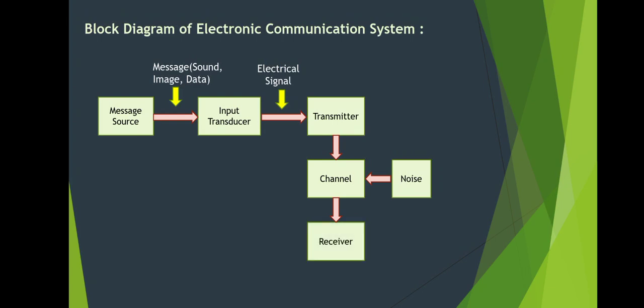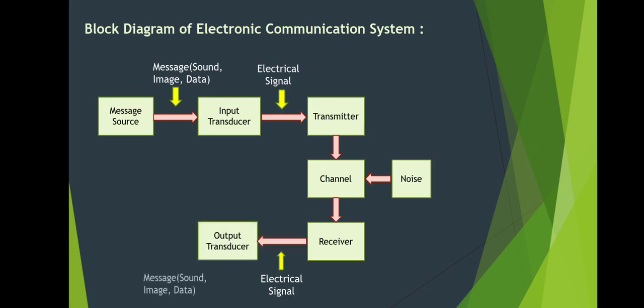Next, receiver. The function of a receiver is exactly opposite to that of transmitter, that is demodulation and again amplification. The output of a receiver is electrical signal. We need to convert it to physical form, that is again sound, image and data using output transducer. Next final block is destination. Now we will see each block in detail one by one.